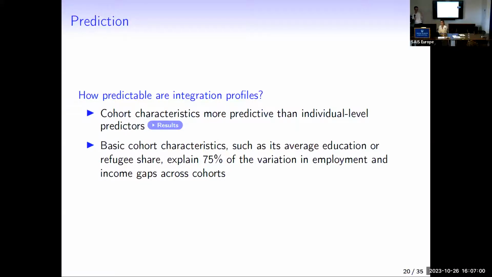So if I pick a particular migrant and I want to know how well that migrant is going to do, yes, I can ask what is that migrant's education, but I can also ask what is the average education of the group that this migrant belongs to, like the origin and arrival group. And it turns out that these average characteristics are often more predictive of how well an individual is doing than the individual's own characteristics.